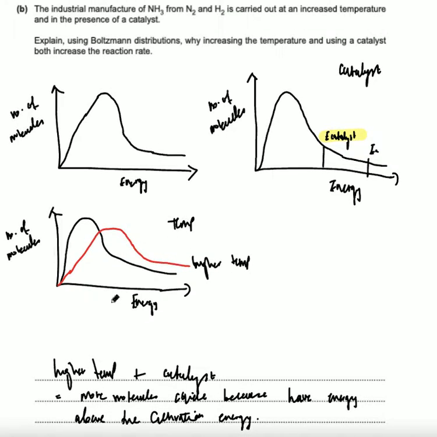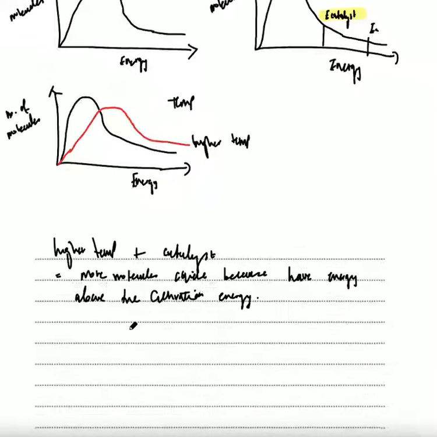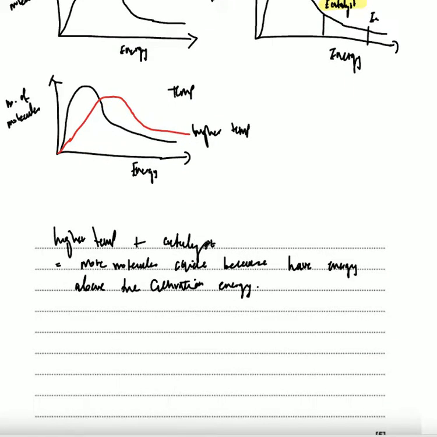When we use temperature, we're going to increase the temperature, and so what's going to happen is the Boltzmann distribution shifts more to the right-hand side, and so more particles, so more molecules will have higher energy so they can react. And so this is what it looks like as your second graph. So this shifts and you have more particles. You can also write it down. So high temperature and a catalyst will result in more molecules colliding because we have more energy because they have more energy above the activation energy.